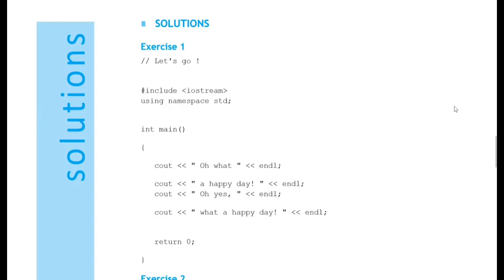Here are the homework solutions for homework number 1, starting with exercise 1. So for this one, you have to print out 4 lines of text with, oh, what a happy day. Oh, yes, what a happy day.